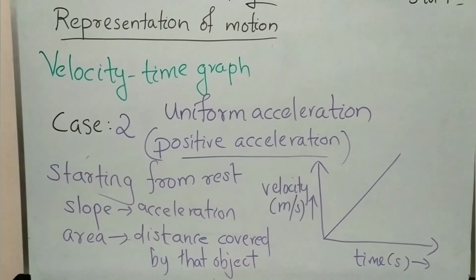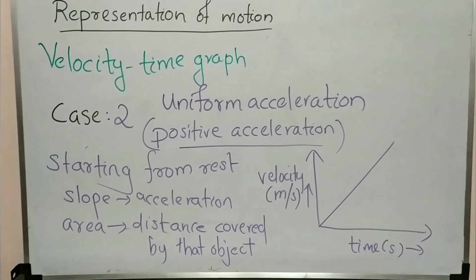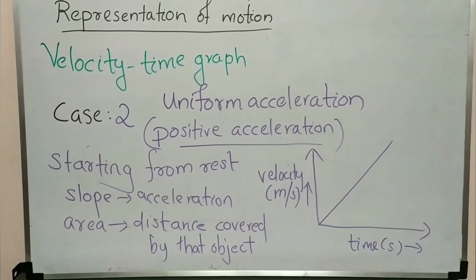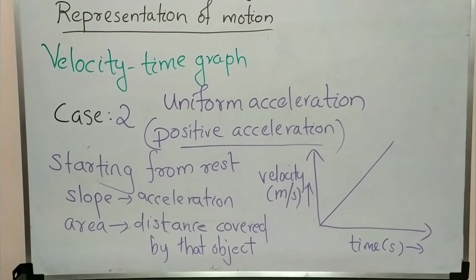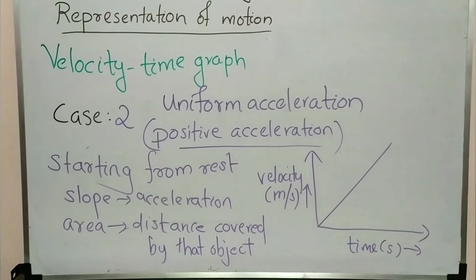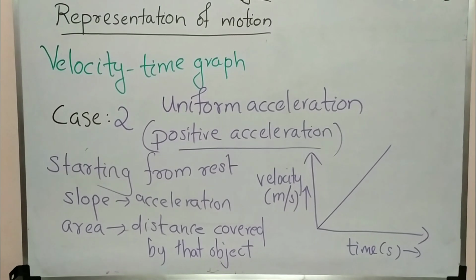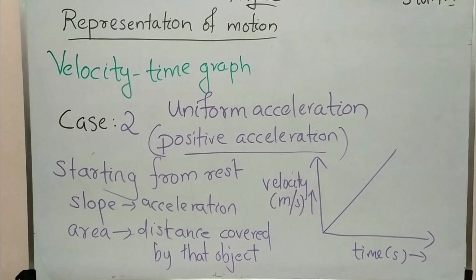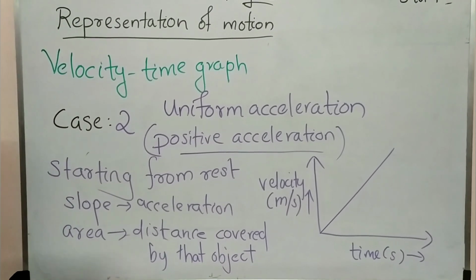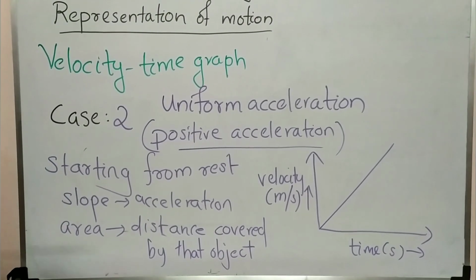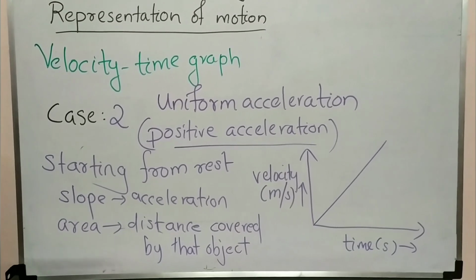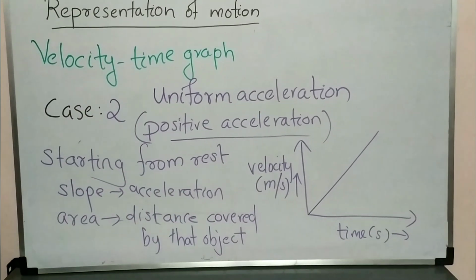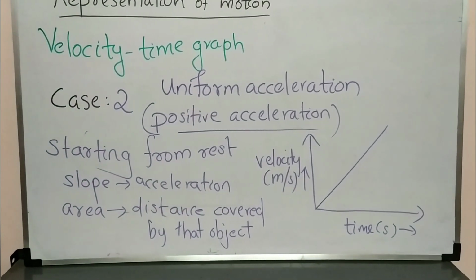Here we have to consider the object is moving with uniform acceleration, or we can say it is moving with positive acceleration. Positive acceleration means the velocity is increasing. So if an object is moving with uniform acceleration, you will get a graph like this. Here velocity is along the y axis, time along the x axis. The graph will be a straight line having slope.